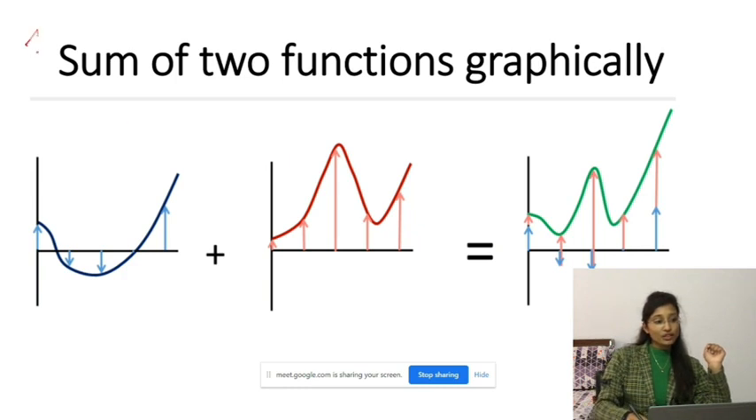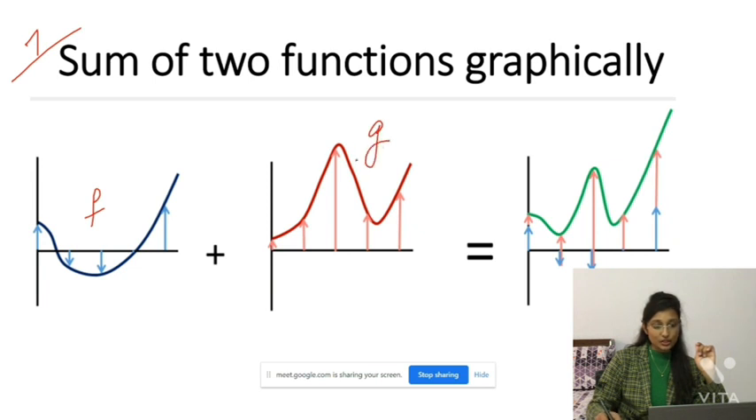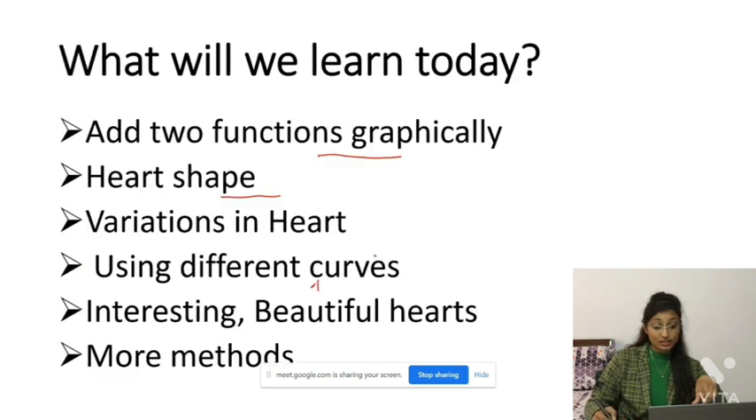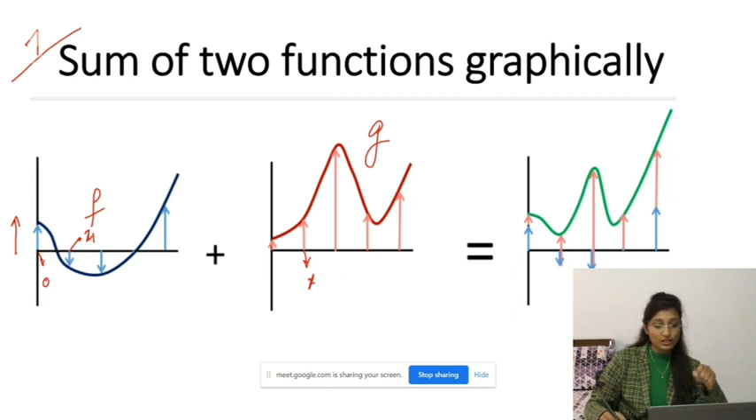Now, first is the sum of two functions graphically. How do we visualize the sum of two functions graphically? This is our first function, say f, and this is our second function, say g. Now we have to add them and plot it in a single curve. I have used these vertical lines at fixed points. This is say point 0, this is x1, and this is also x1. These points are not different.